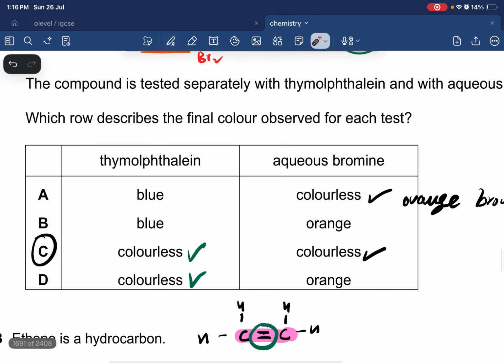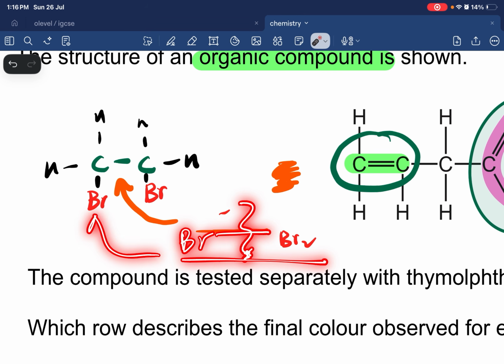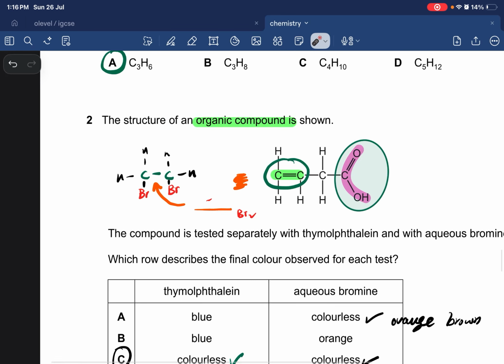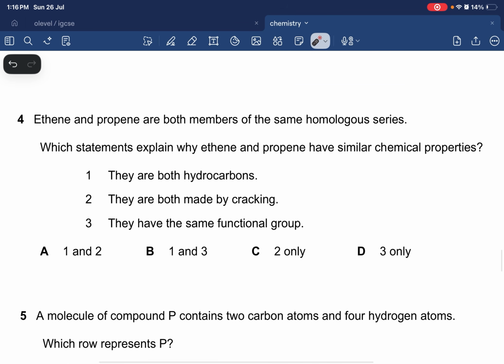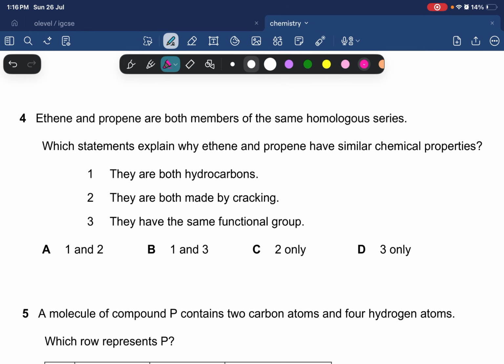Because this bromine bond that was previously here broke. This bond was making the bromine orange. When it broke and one bromine got here, one bromine here, it turned colorless. You formed dibromoethane. Ethene and propene are both members of the same homologous series. That's the alkene series. Ethene is C2H4. You add one carbon and double the hydrogens, and propene is C3H6.